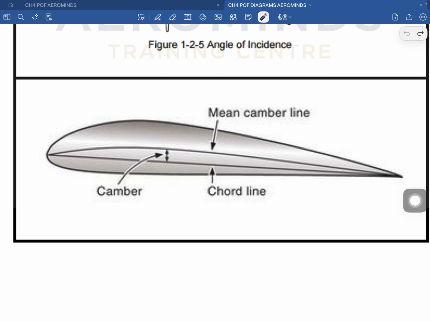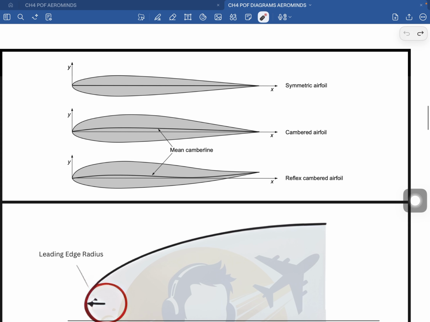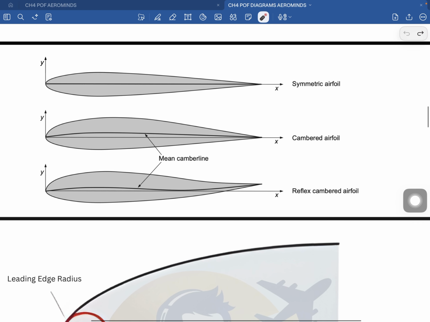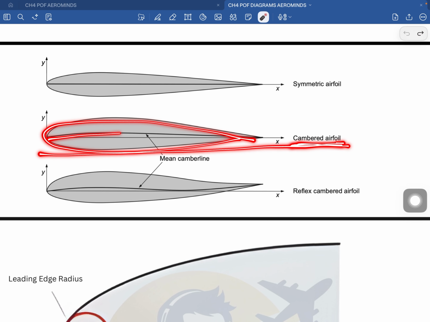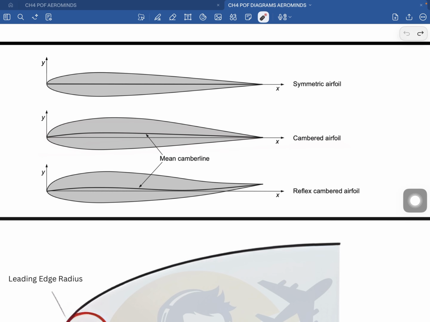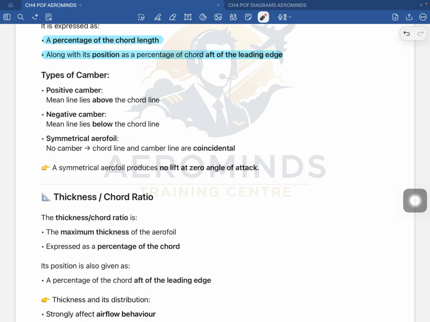I'll show you a diagram for the cambered aerofoil. So this is a cambered aerofoil. Got it? Cambered aerofoil, like this. The mean line is above the chord line. The chord line is below, the mean line is above. So that is the cambered aerofoil.